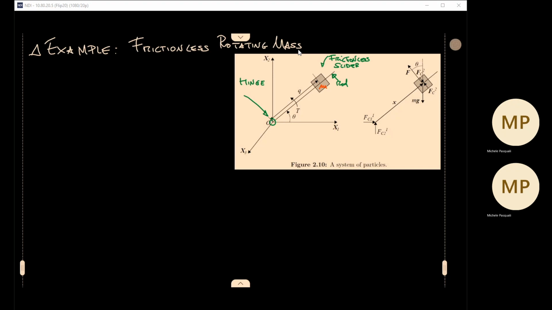And as you can see, we describe the system using, and please note this because this is super important, two generalized parameters. Theta, the angle that the rail forms with the axis x1, and q, which is the distance of the center of mass of the mass, which you can call, for example, G, and the origin of the inertial system.